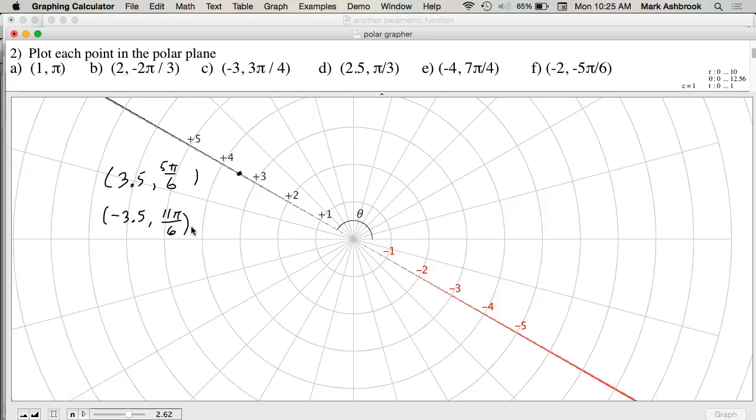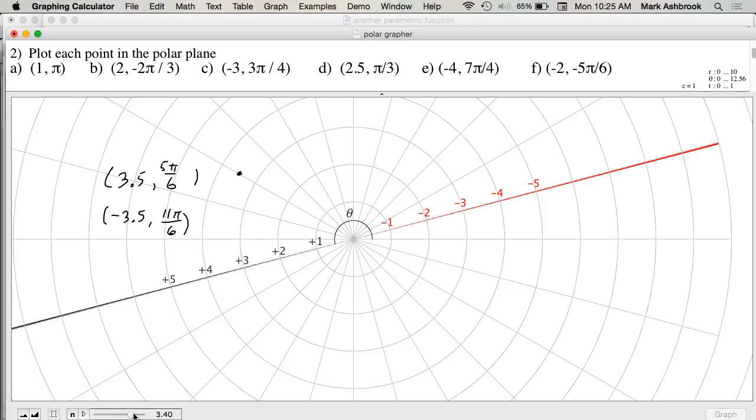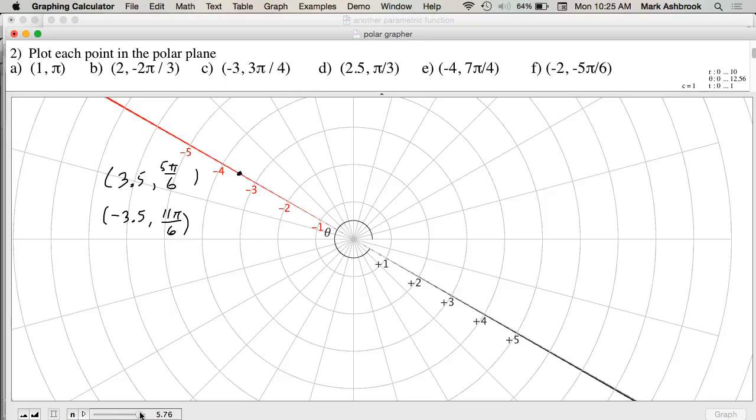So instead he's going to say the angle is 11 pi over 6, which is going to take us to here, and then negative 3.5. Did you get it? Right, so 11 pi over 6 means positive R points down that way. Negative 3.5 takes us back to our pointing question. Who has another way to do it?